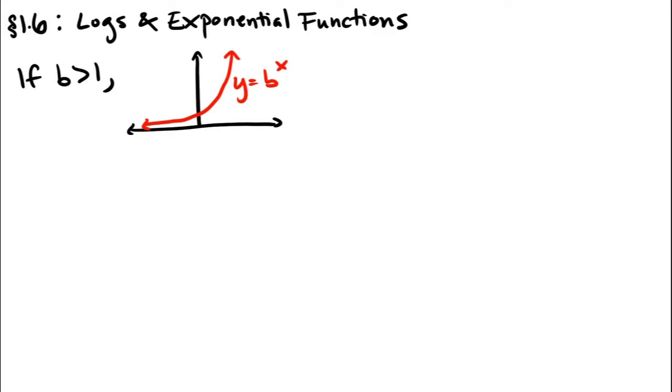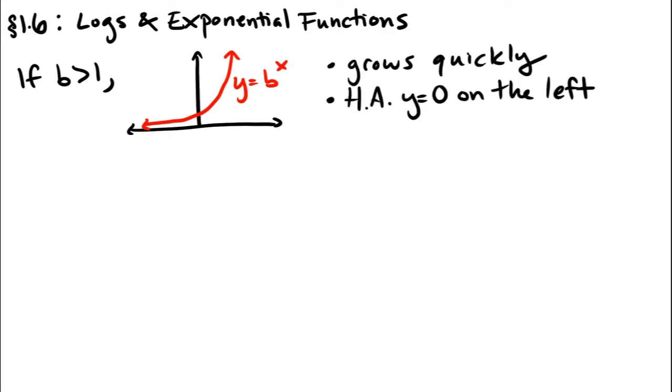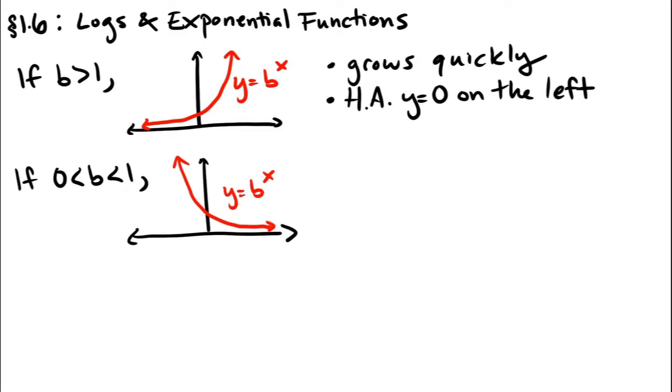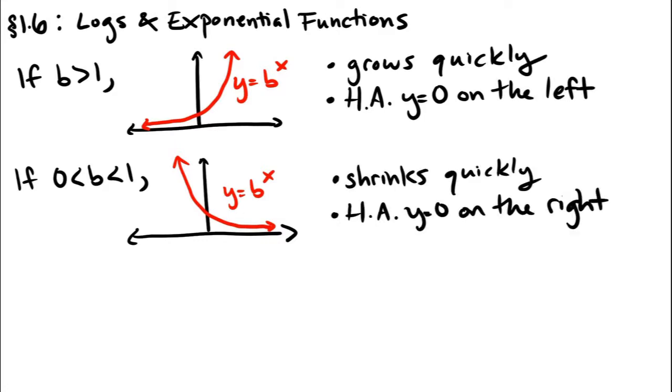And this is producing a horizontal asymptote of y equals 0. On the other hand, if b is between 0 and 1, then the function is going to shrink very quickly, and it will have a horizontal asymptote at y equals 0 on the right. So why do the graphs behave this way?